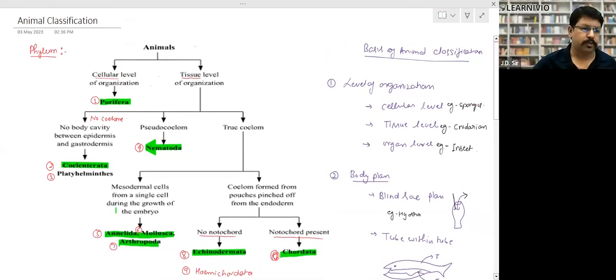You need not copy this one. Just copy the animal and write down the phyla in this sequence. The animal kingdom has been divided into the following 10 phyla: Porifera, Coelenterata, Platyhelminthes.